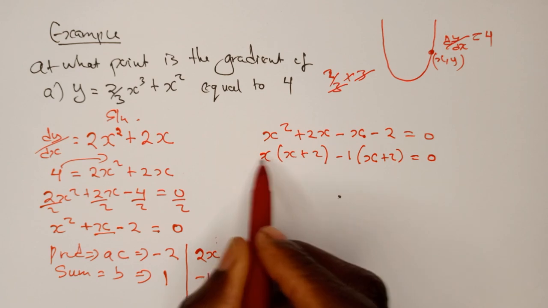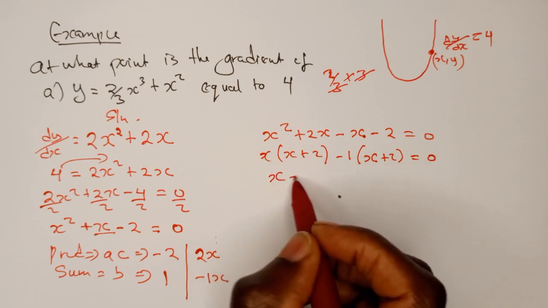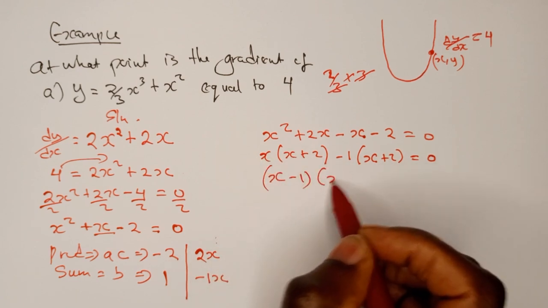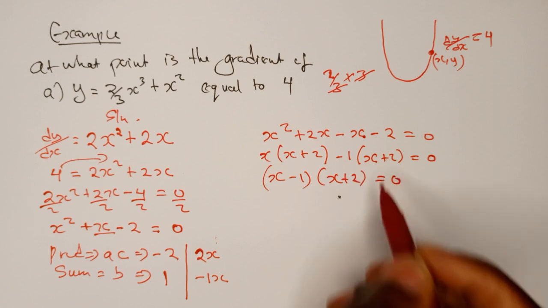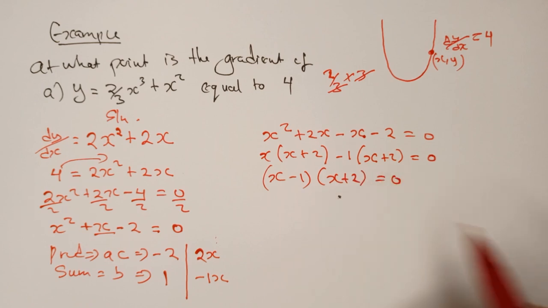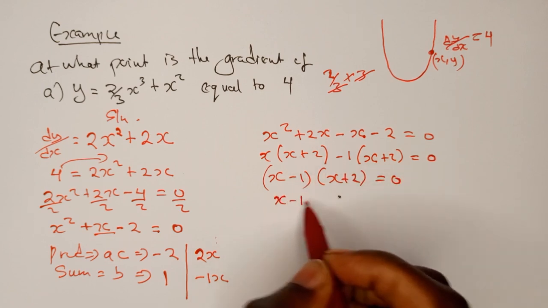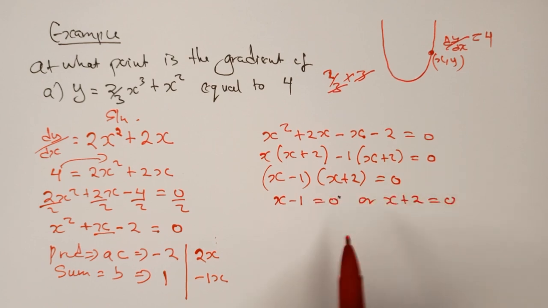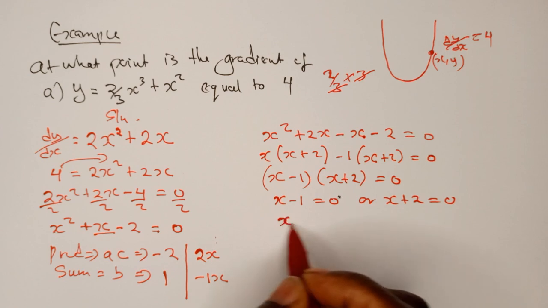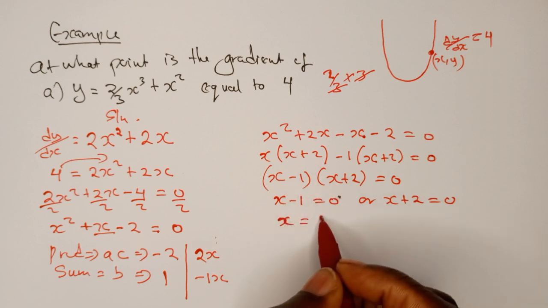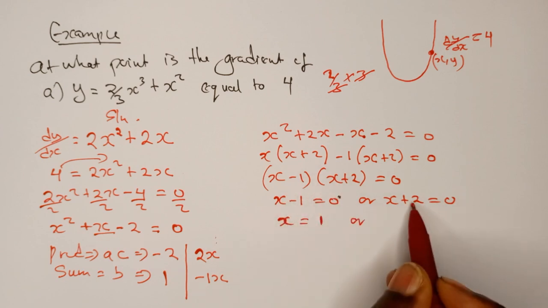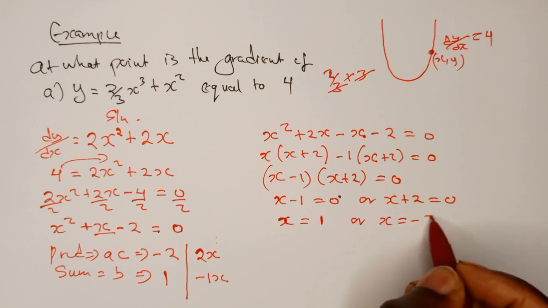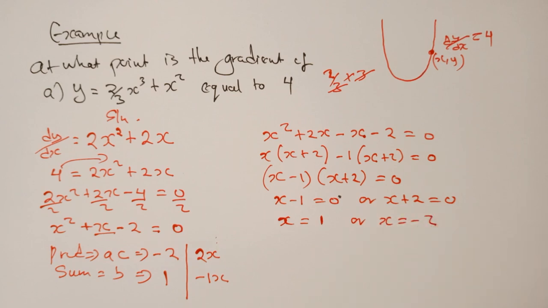So put these ones under one bracket. This will be x minus 1 and x plus 2 is equal to 0. Meaning either x minus 1 is equal to 0 or x plus 2 is equal to 0. Therefore x can be equal to, if you take 1 to the other side, x will be equal to 1, or if you take 2 to the other side, x will be equal to negative 2. So we know at 2 points, therefore, is where the gradient is equal to 4.